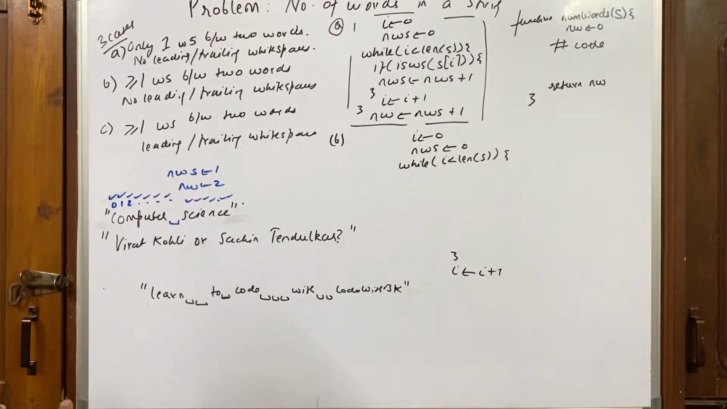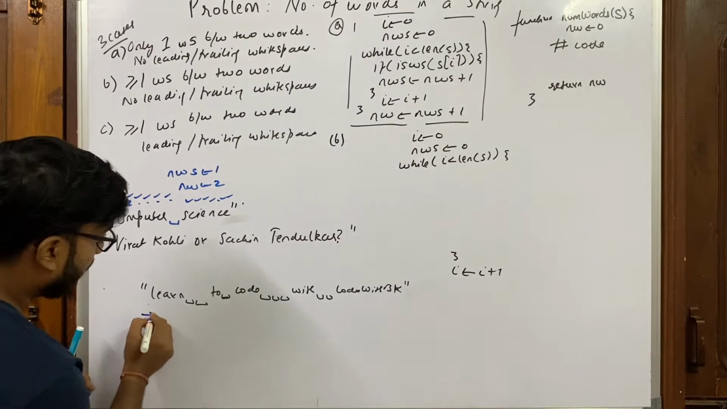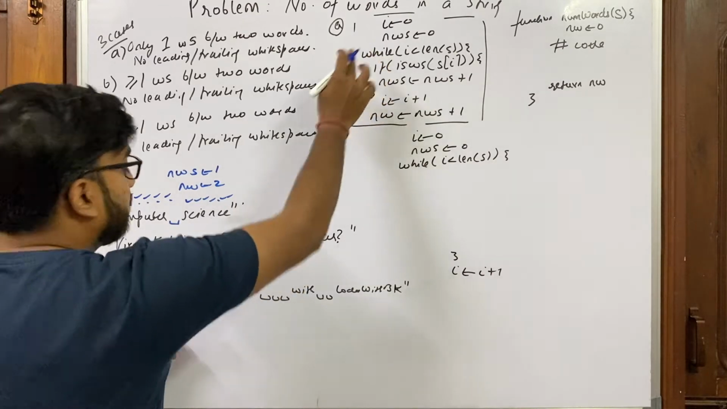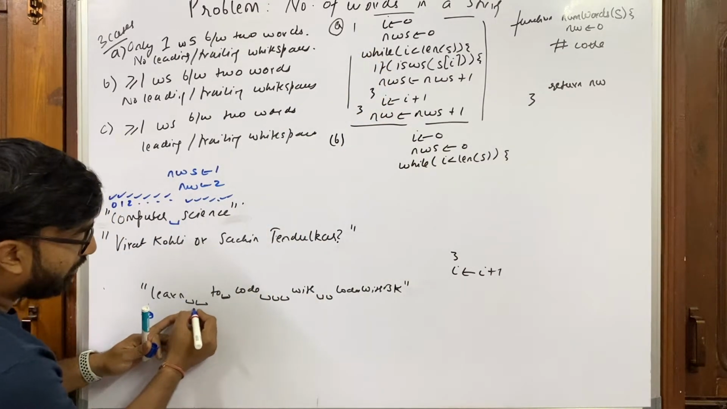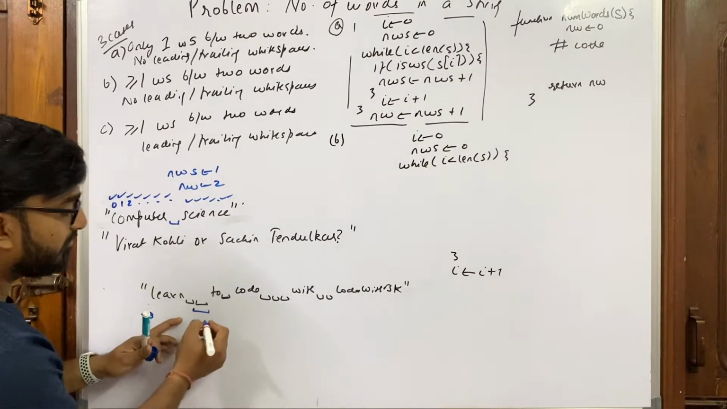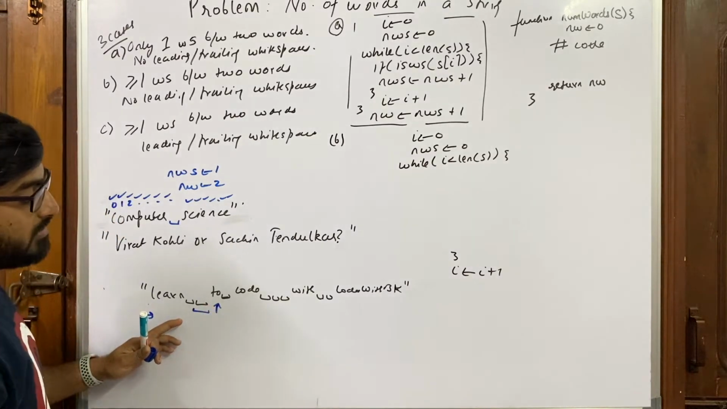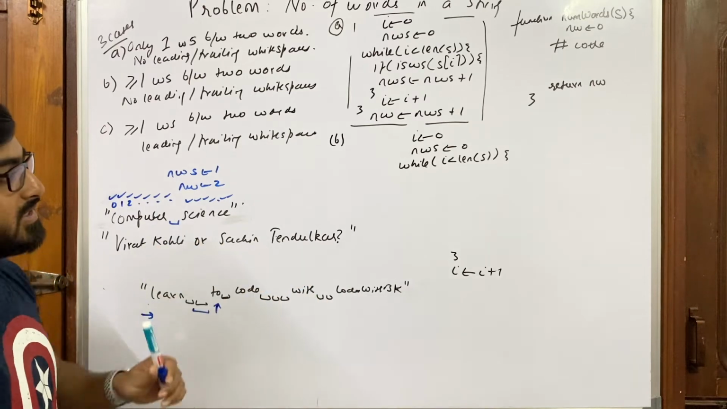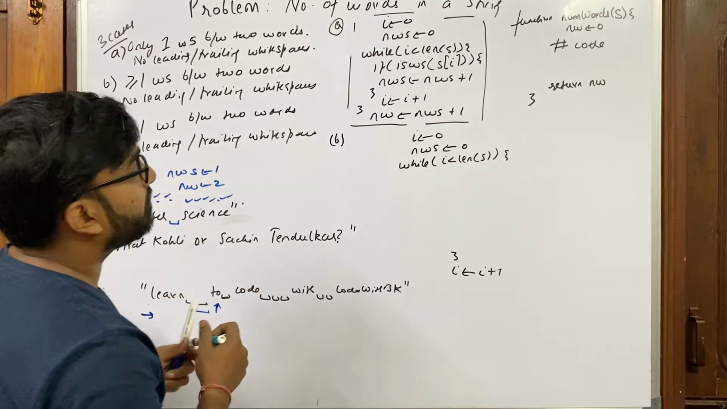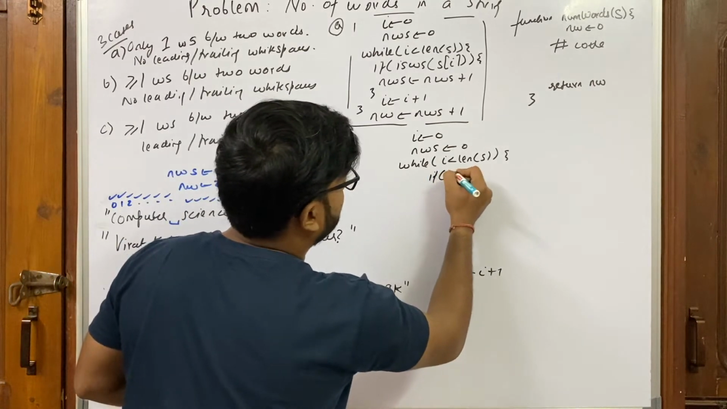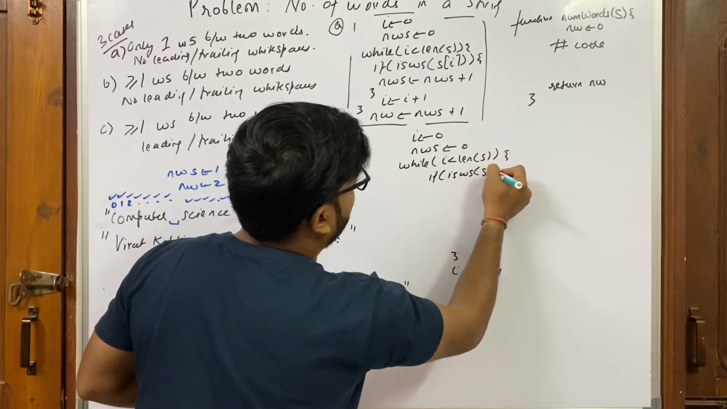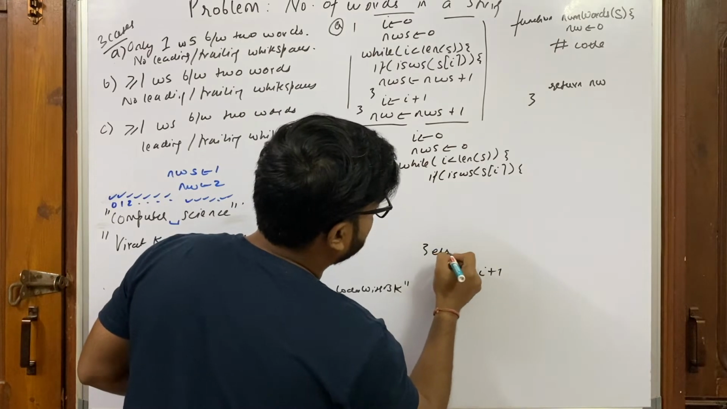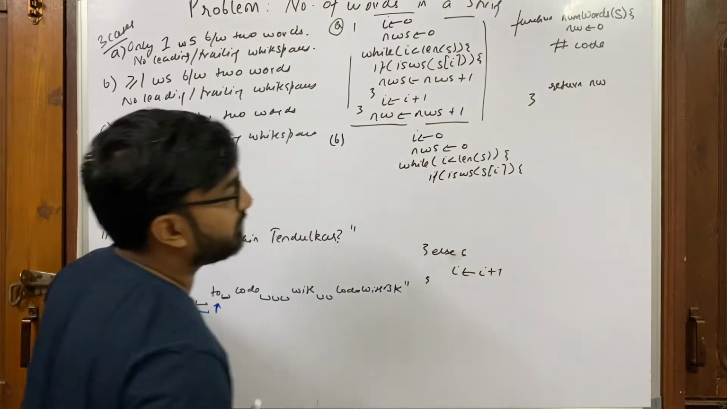The idea is that we iterate from left to right, and the moment we find a space, we increment the number of white spaces by 1, and we skip all the following continuous white spaces till we find a non-white space character. And if we encounter a non-white space character, we simply move on to the next index. So there are two cases. If is white space s of i. Else, if this is not a white space, you simply do i is equal to i plus 1.